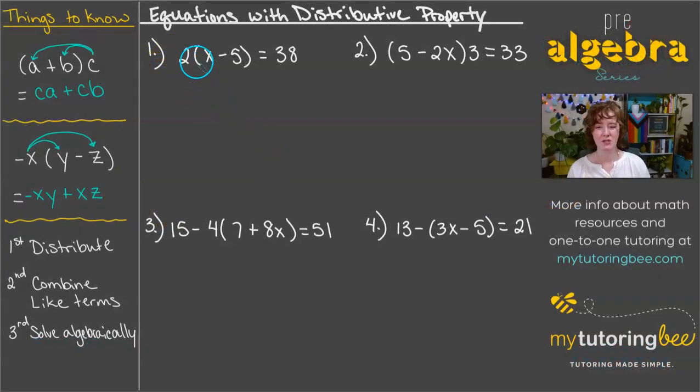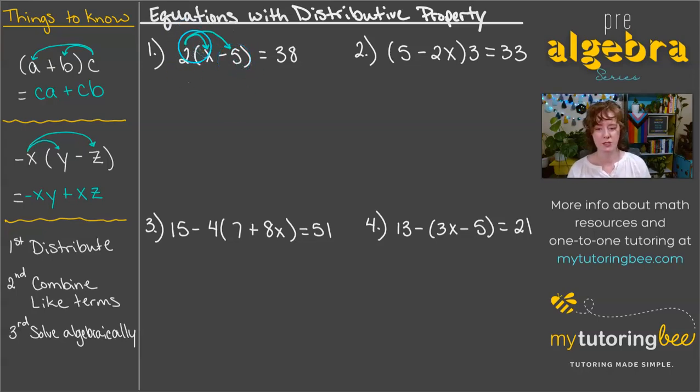All right, we've got 2 times the quantity of x minus 5 equals 38. So whenever you have these sets of parentheses with 2 different unlike terms inside that are being added or subtracted from each other, then what we can do is take whatever number is outside and distribute that to the 2 terms that are inside the parentheses. So we're going to take this 2 and multiply it times each of these terms that are inside the parentheses.